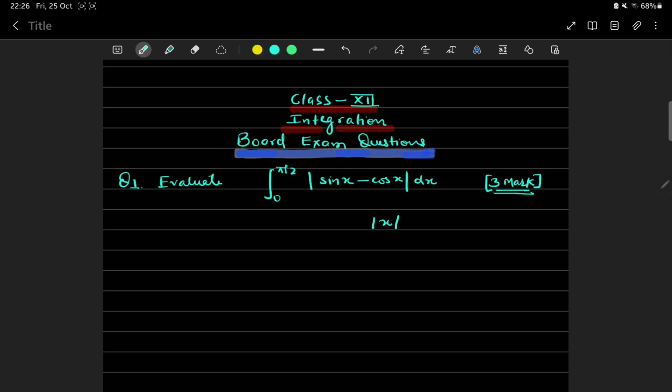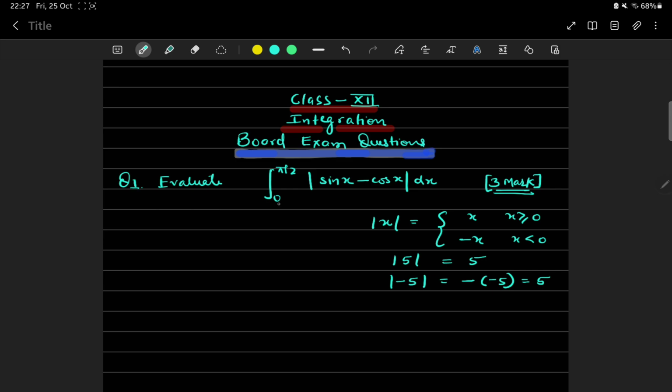The modulus function is, suppose mod x equals x when x is greater than or equal to 0, and minus x when x is less than 0. Which means if you put a positive value in this function, for example mod 5, it will give you 5, and if you put a negative value, it will put one more negative in front of it, like minus of minus 5, and make it positive. So mod always gives us a positive value. If we put a negative value in this modulus function, it will make that negative value positive. Okay, so that is the rule.